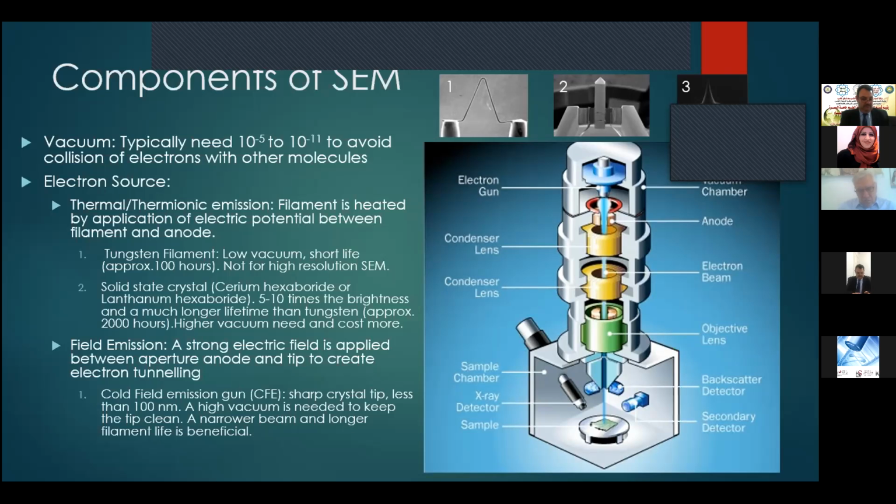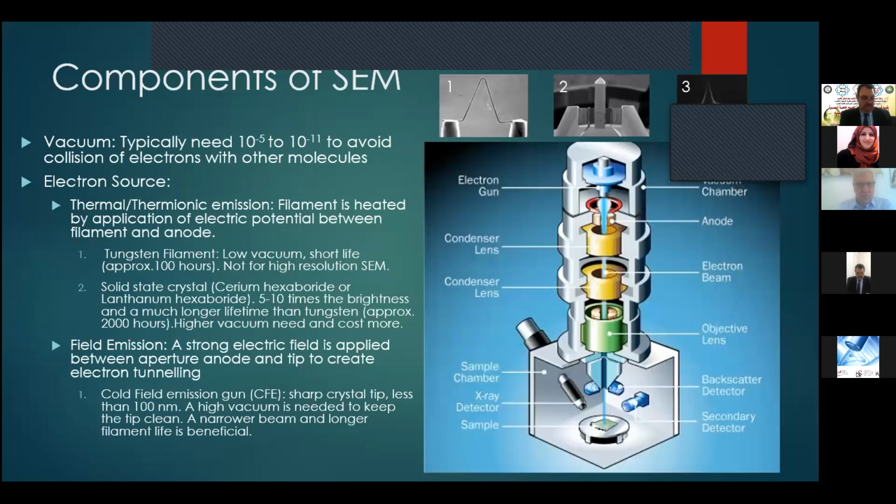So the first thing that's very important in SEM is the vacuum. This is typically between 10 to the minus 5 and 10 to the minus 11. This is used to avoid any collisions of the electrons that are created from the electron source with other molecules or contaminants within the chamber or in the column. So moving on to the electron source, we have a thermionic emission.